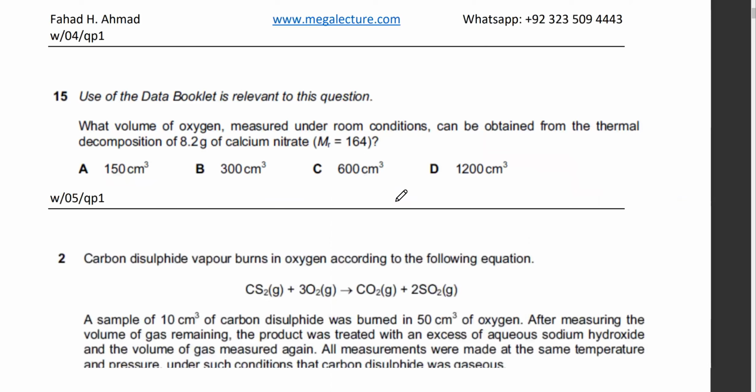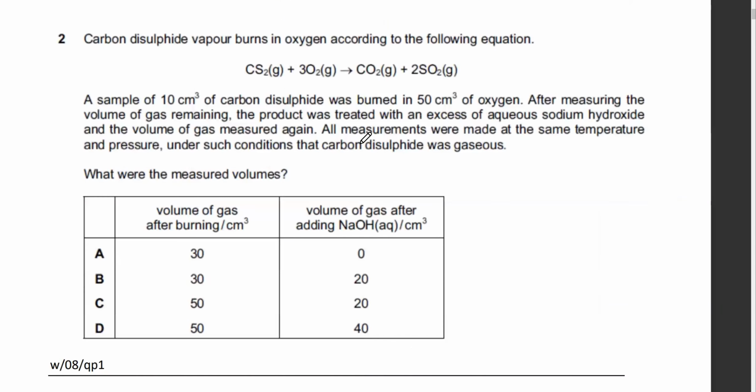So the next question is going to be which one? Just a second. This one is kind of similar. Now he's saying that there's 10 cm3 of carbon disulfide and it's burned with 50 cm3 of oxygen. So kind of similar, 10 cm3. According to the ratio, you just need 30 cm3 of O2. And according to the ratio, 10 cm3 of CO2 would be produced and 20 cm3 of SO2 would be produced.